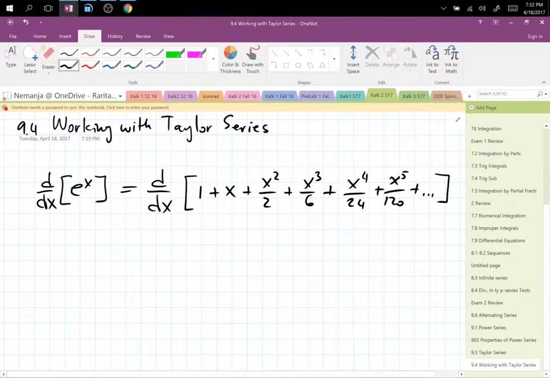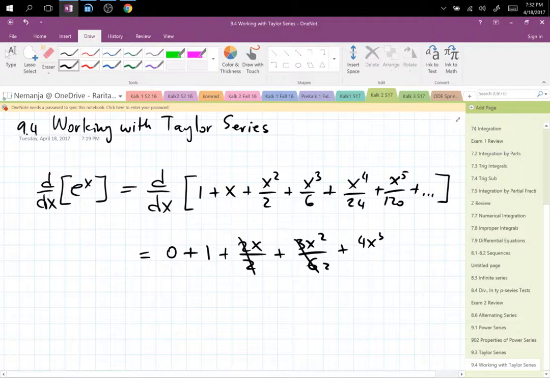If I am to take the derivative of this, the derivative of 1 is 0, plus the derivative of x is 1. The derivative of x squared is 2x, and over 2, that dies. Plus 3x squared over 6, that dies. Plus 4x cubed over 24, and then that gives you 6. Plus 5x to the 4th over 120, and that gives you 24. It's going to go forever, so I hope you see that we got the same thing back, right?